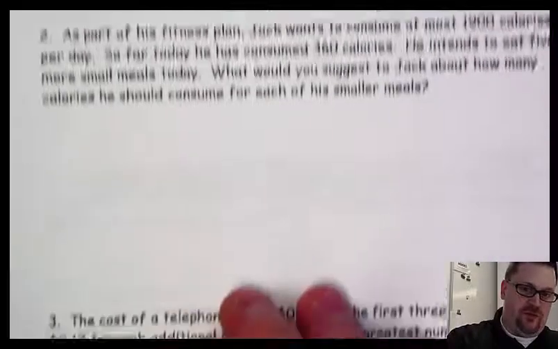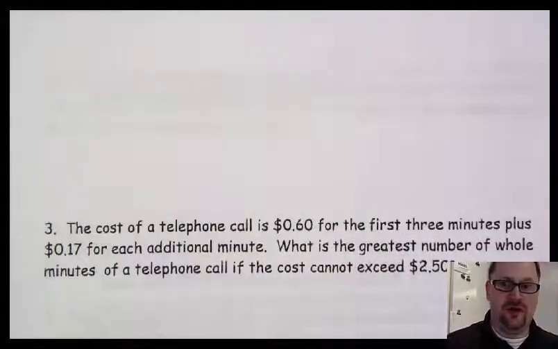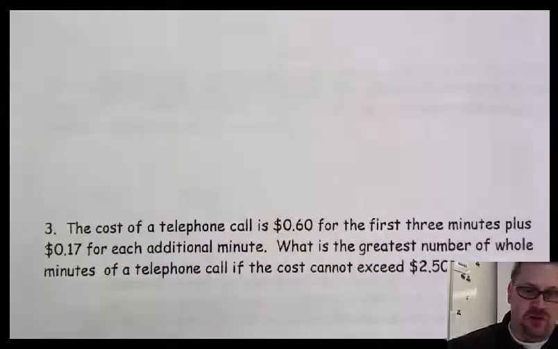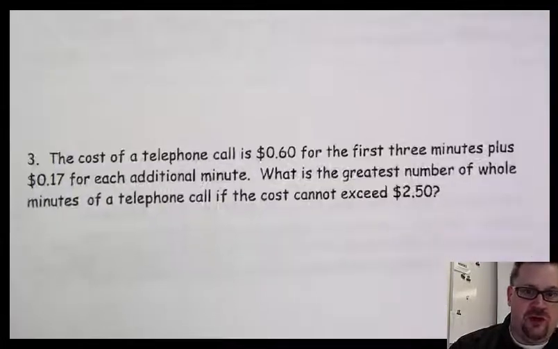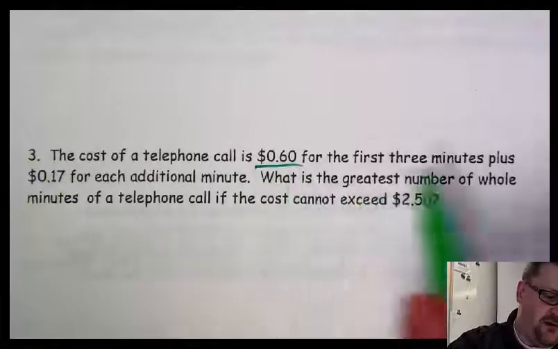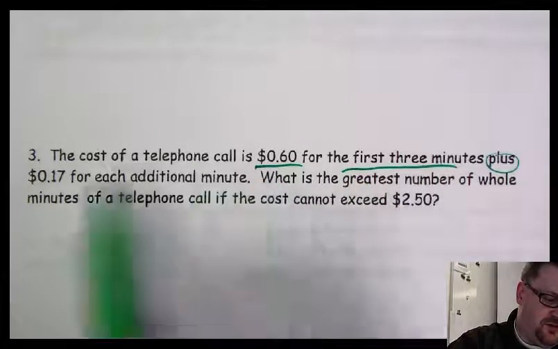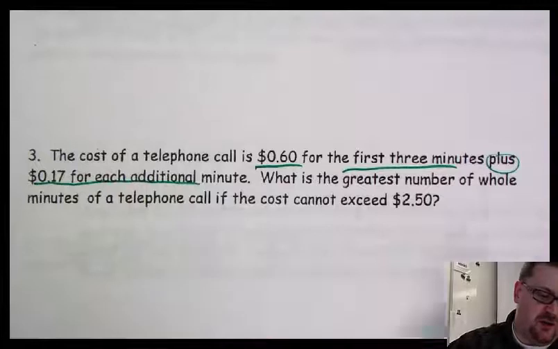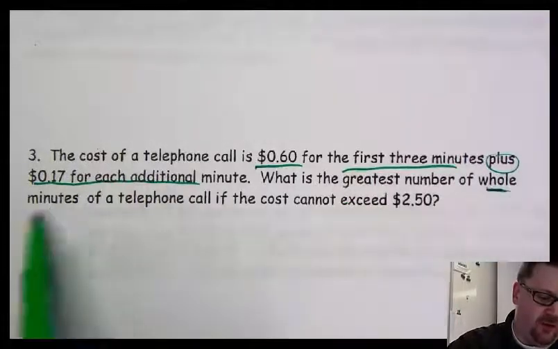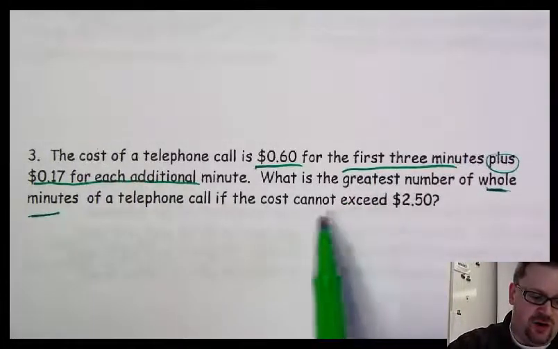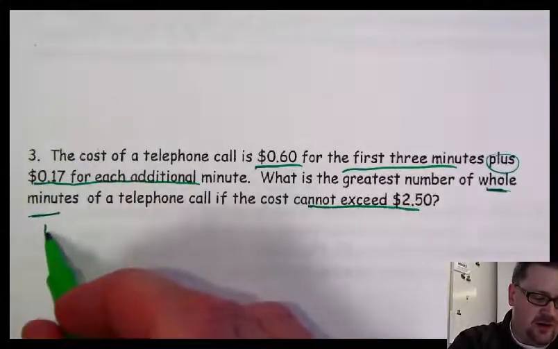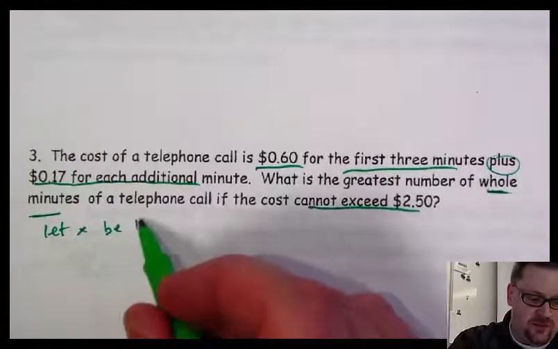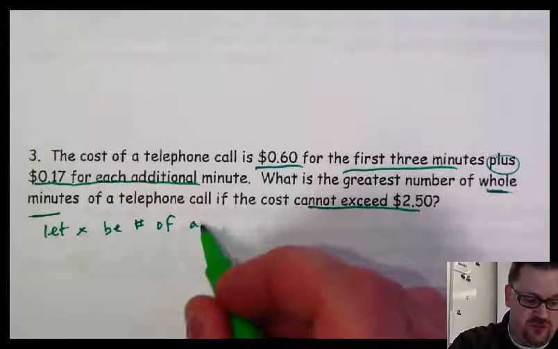So let's skip down to number 3. When this video is done, you can go back and try and do number 2 based on what we did with everything else. So in number 3, the cost of a telephone call is 60 cents for the first 3 minutes, plus 17 cents for each additional minute. What is the greatest number of whole minutes of a telephone call if the cost cannot exceed $2.50? Okay, so this is where being specific really, really helps. I'm going to let x be the number of additional minutes.